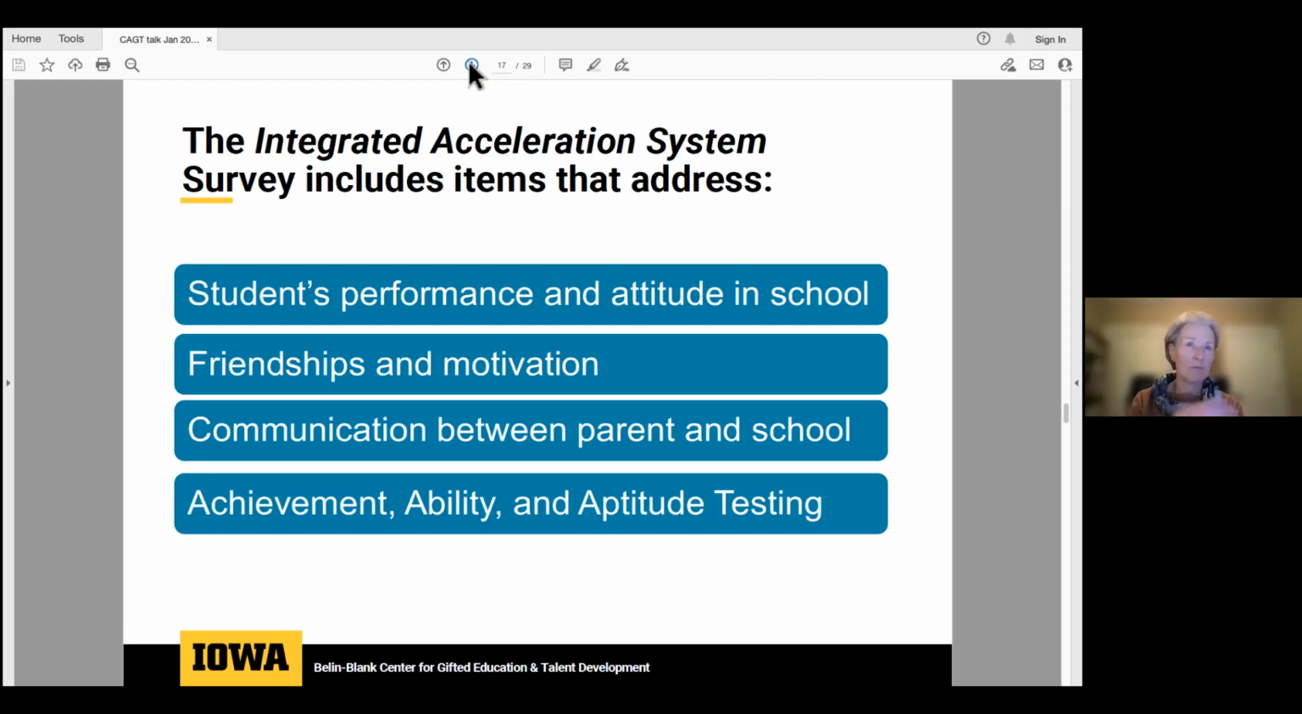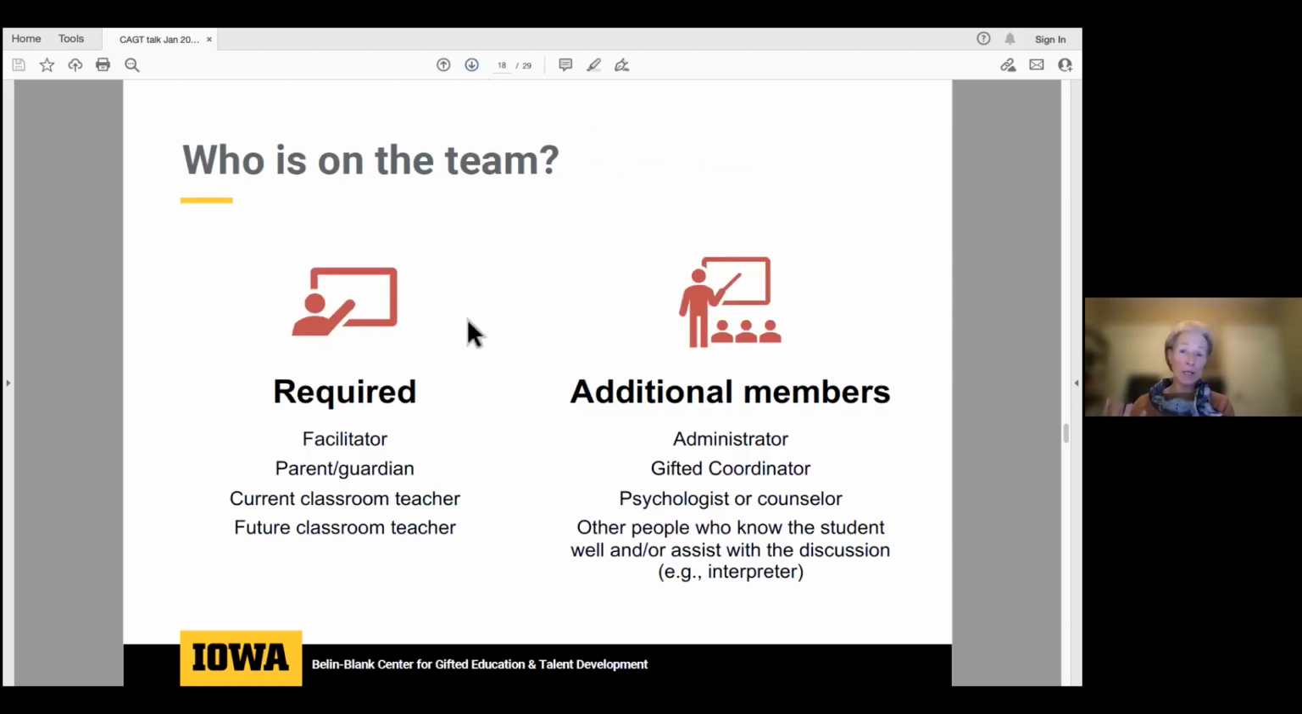There's a survey that's filled out as part of the integrated acceleration system, and that survey includes items that address the student's performance and attitude in school, friendship and motivation, communication between parent and school, and then that all-important area known as achievement, ability, and aptitude testing. These are all things that need to be taken into consideration when you're thinking about how to go about making the decision about academic acceleration for a student. Over many years we've put all of this information online, and we've made it interactive for people. You're required to make this decision as part of a team using the integrated acceleration system.